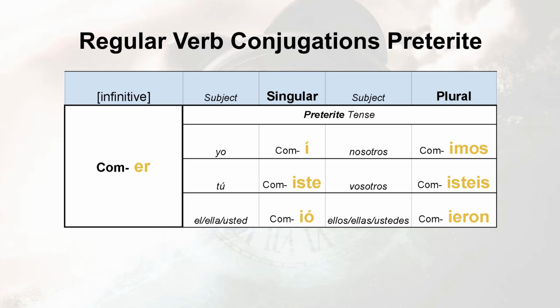For the first person plural, nosotros, it's going to be comimos. For the second person plural, vosotros, it's going to be comisteis, adding isteis at the end. For the third person plural, ellos, ellas, ustedes, we're going to add ieron at the end, so it becomes comieron.